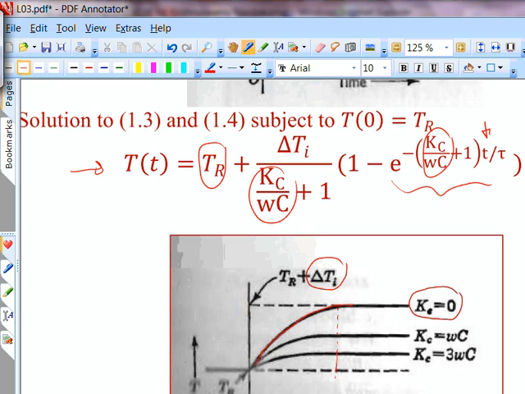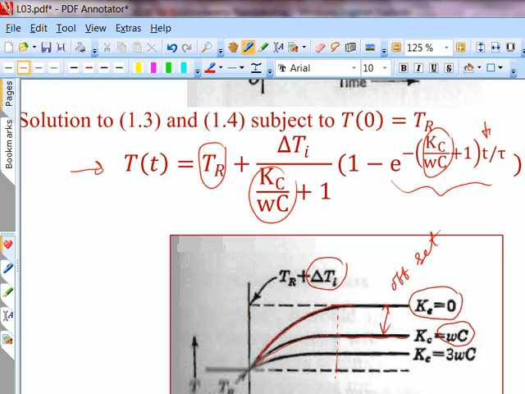Now, if I increase Kc, the controller tuning parameter, I set it equal to Wc, for example. The reason I picked Wc is that it cancels out. Wc over Wc is 1, so I have delta Ti over 2. What I find, this is an interesting thing, is that the temperature of the tank will reach a new steady state, but it will not be the same as Tr plus delta Ti. And this is what we call an offset. Proportional controllers always have this offset. You cannot get it back to the set point that you would like.